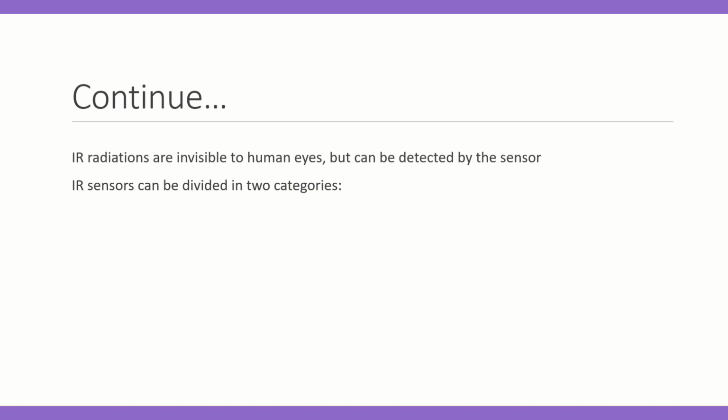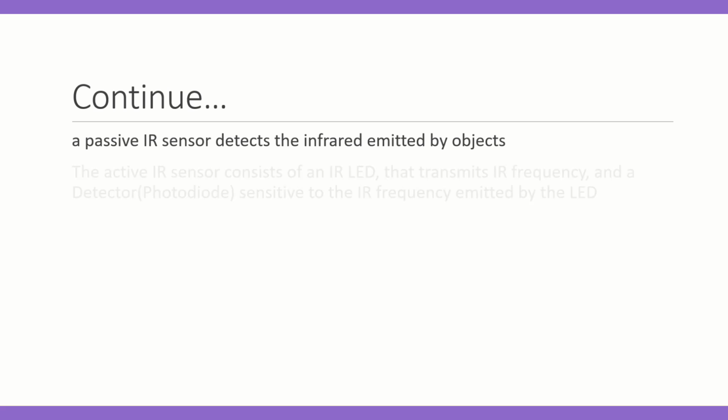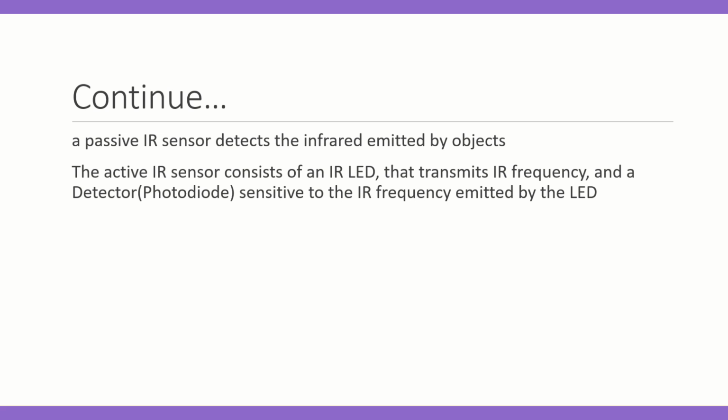IR sensors can be divided into two categories: active IR sensor and passive IR sensor. A passive IR sensor detects the infrared emitted by an object. The active IR sensor consists of an IR LED that transmits IR frequency and a detector, which is a photodiode sensitive to the IR frequency emitted by the LED. The active IR sensor consists of an emitter and detector.